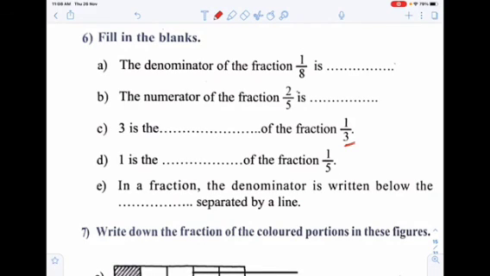Next, in a fraction, the denominator is written below the dash separated by a line. What is the denominator written below? What is the name of the number which is written below the denominator, the particular number? What is the number which is written on top called?